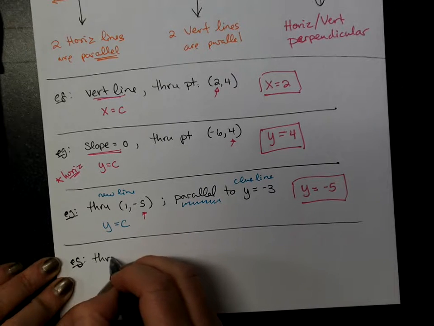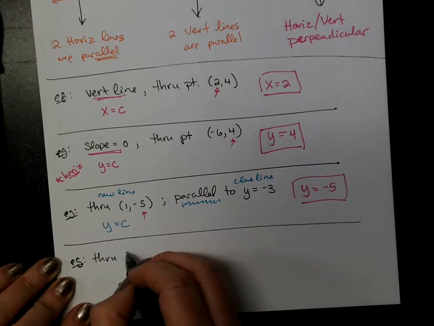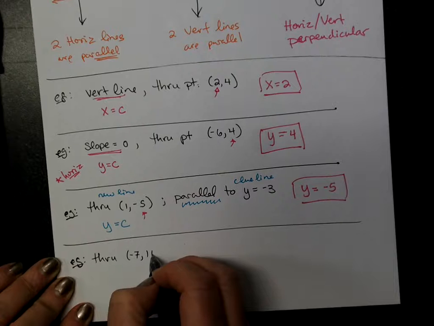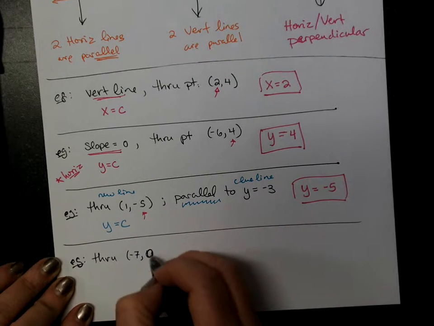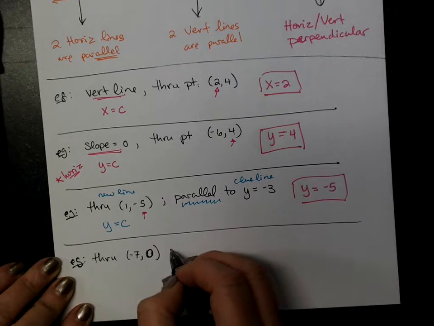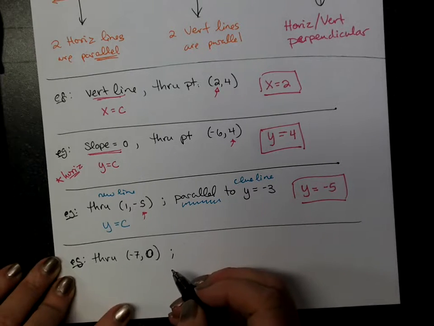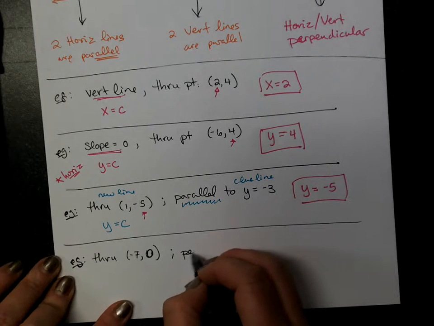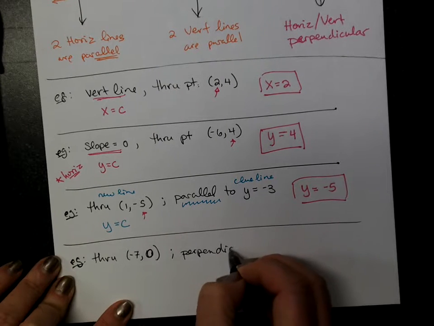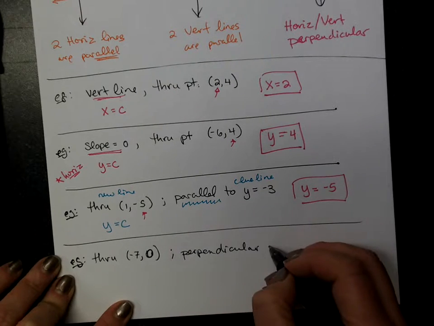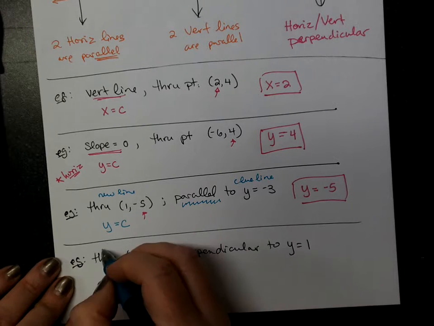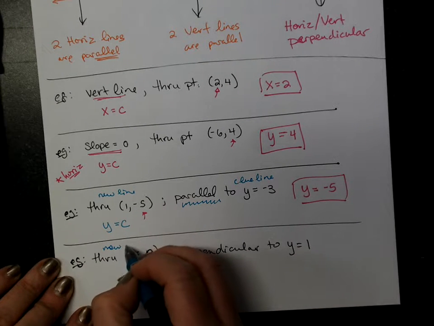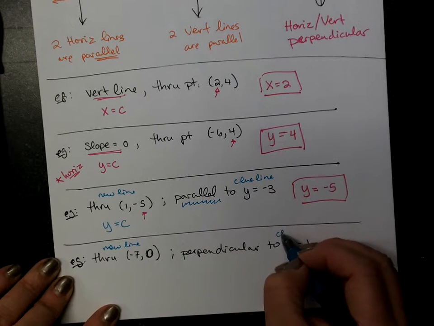If I have a line that goes through (-7, 0), that could be any line: diagonal, horizontal, or vertical. And it is perpendicular to y equals 1. Again, I'm asked to write the equation of this new line, and I'm given a clue line.